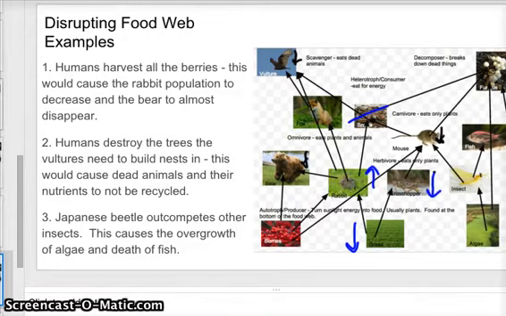So I have other examples over here on the left, but you basically just need to look at what they're eating, and if you decrease one, the other one will increase or decrease also. So again, if we take out organisms from the ecosystem, it could collapse.